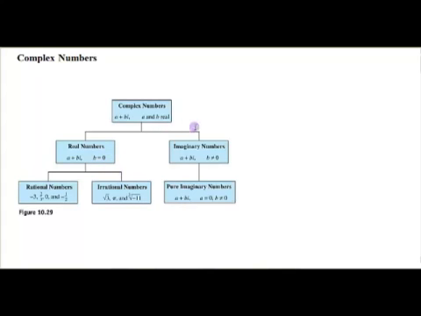For the other complex numbers, we have imaginary numbers that are a combination of real and imaginary parts. Then we have pure imaginary numbers, where a is 0 and only the imaginary part remains.